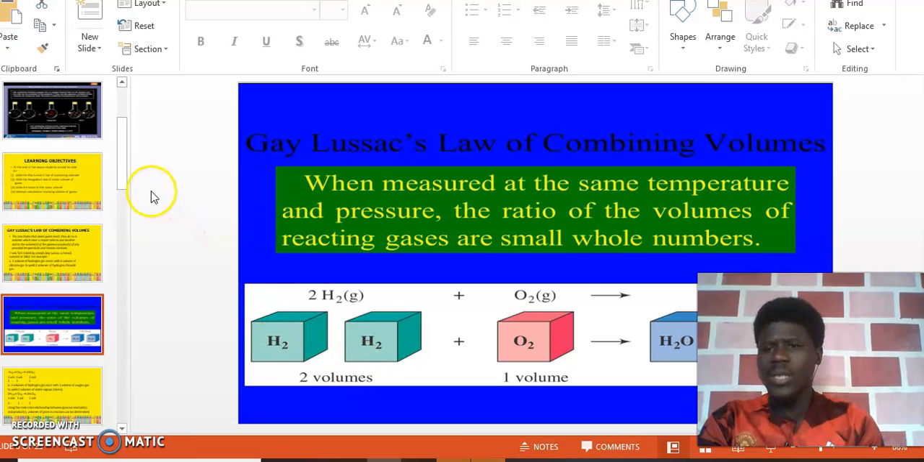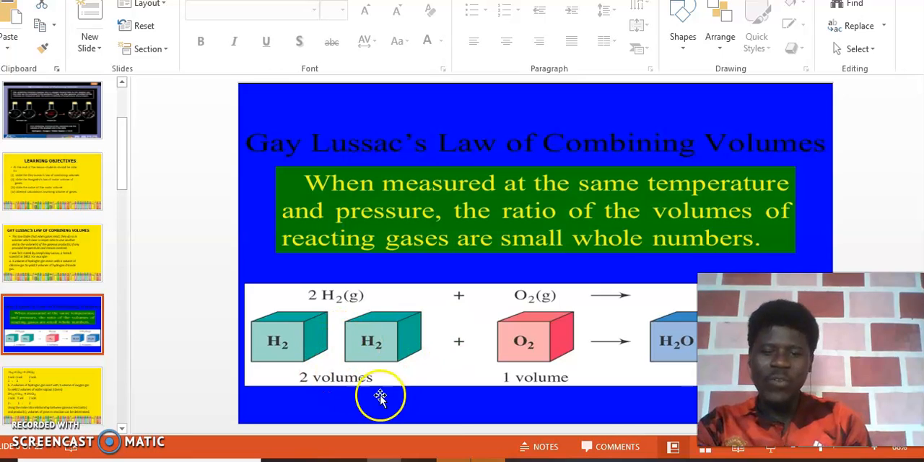Let's quickly look at an example, or let's just do a quick workout. I would like you to pause the video at some point and try to get this. If 2 volumes of hydrogen react with 1 volume of oxygen to produce 2 volumes of water, what amount of oxygen will be required to react with 10 volumes of hydrogen? Pause the video at this point and try to get it. 10 volumes of hydrogen will require how many volumes of oxygen? Remember that 2 is to 1, then 10 will be to what?